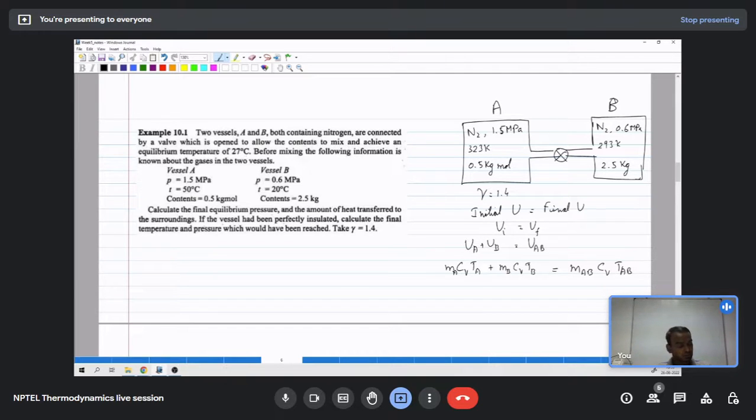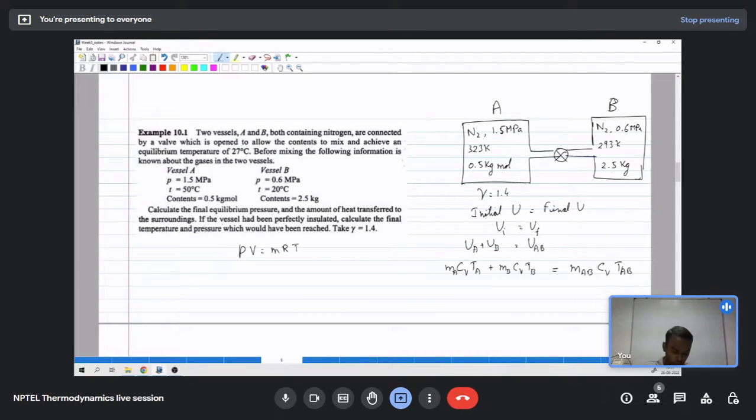So this is considering there is no heat transfer out of the system, but here they have given there is some amount of heat which is transferred, and the final temperature has become 27 degrees Celsius. So we need to calculate the heat that is transferred to the surrounding. First, finding the final equilibrium pressure is simple, which can be done by PV equal to MRT equation.